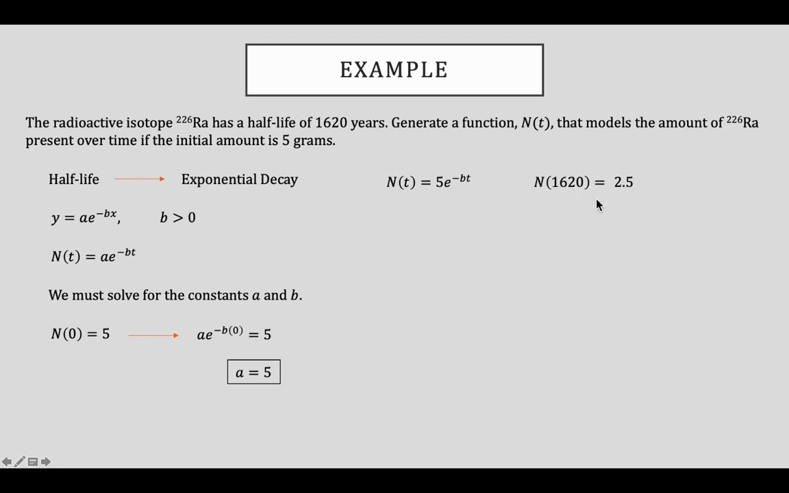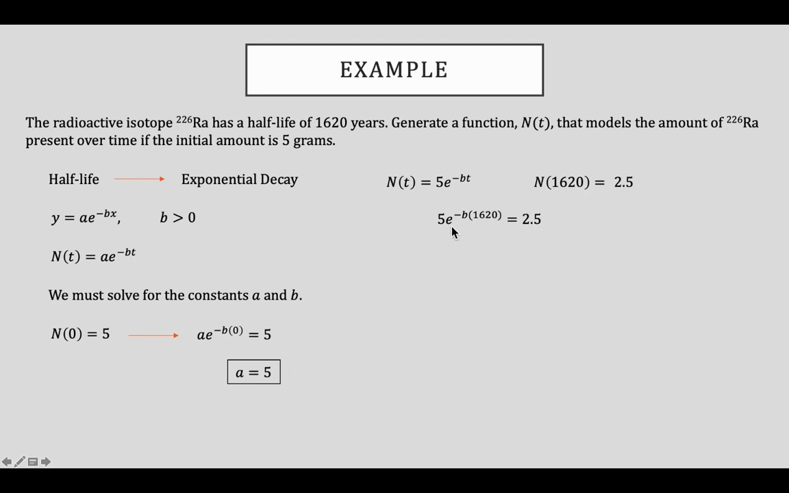So let's plug this information into our equation now. This would be 5e to the negative b times 1,620 is equal to 2.5. Again, plugging in 1,620 has to give me out 2.5 grams. Well, what we have just done here is generated an exponential equation. And how do we solve exponential equations? We begin by isolating the exponential quantity.